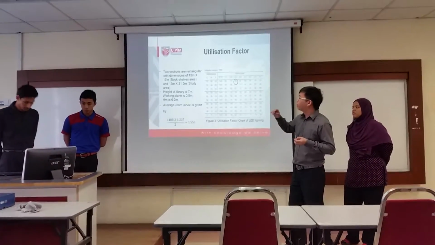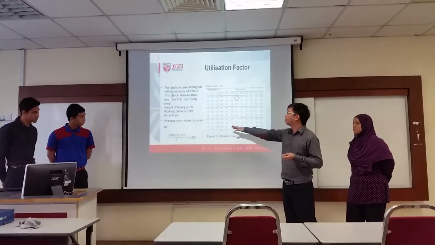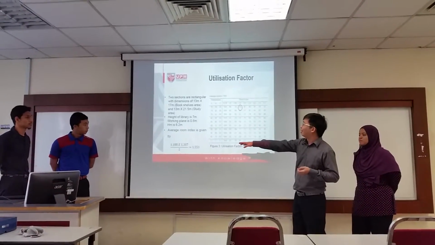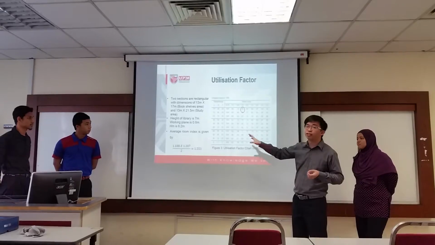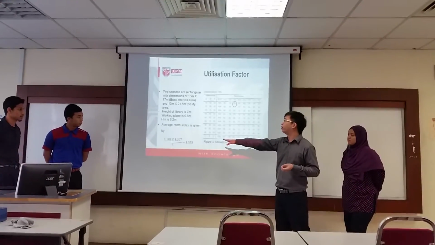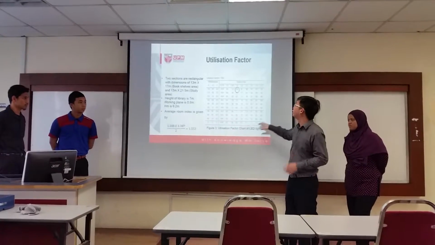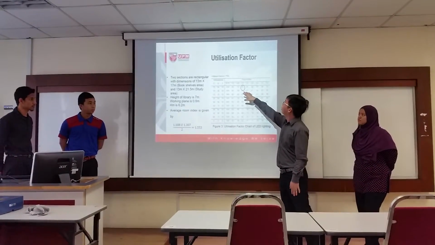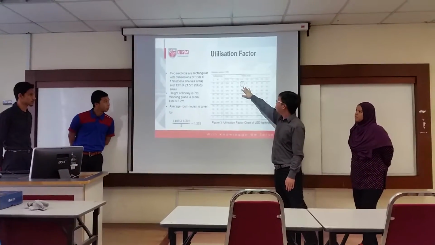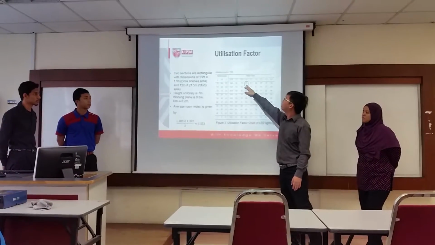Hence, we can get the room index for each area, and then we find the average of the room index for these two areas, which is 1.553, and then we get the utilization factor from the chart here, which is 0.76.